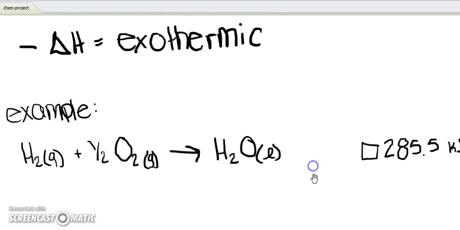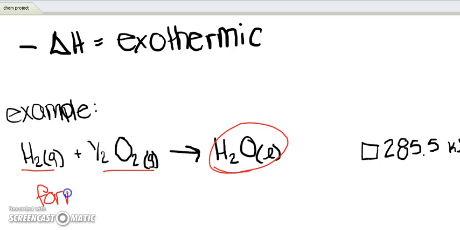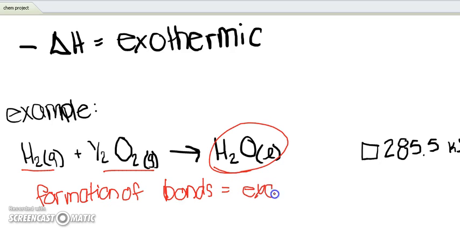Our first example is going to be H2 gas plus 1/2 O2 gas yields H2O. In this example, we're taking two substances and forming one. So this is going to be a formation of bonds, which equals exothermic. And if it's exothermic, the delta H sign is going to be negative.